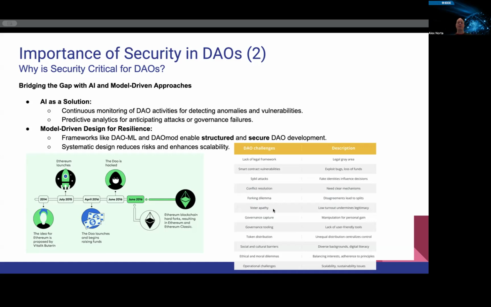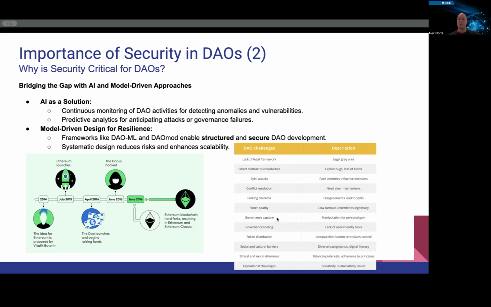Then you can have voter apathy. That's also bad. If you have a low turnout of voters, that leads to some sort of centralization of the voting. For sure, you lose your legitimacy as a DAO.